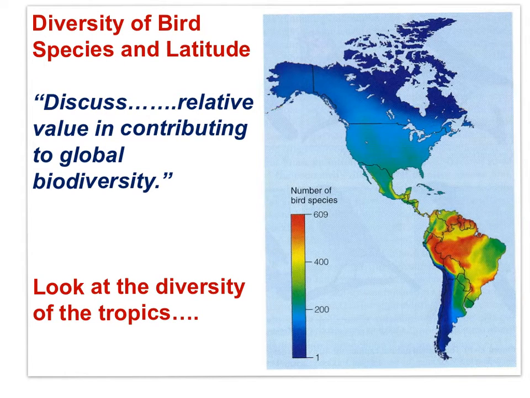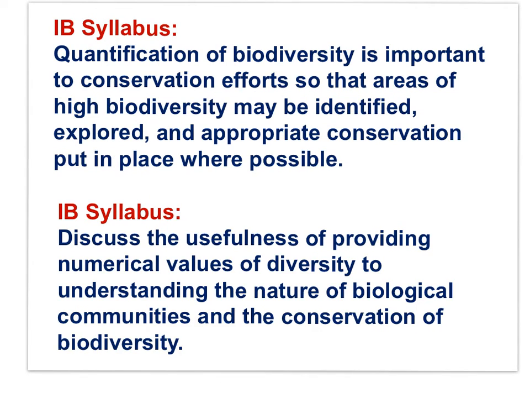Continuing with the discussion about how rainforests have relative value in contributing to global biodiversity, this diagram shows diversity of bird species and latitude. At high latitudes, the diversity is low, but as you proceed to the equator, diversity increases. So this brings us to 2 IB syllabus statements. The first, quantification of biodiversity, is important to conservation efforts so that areas of high biodiversity may be identified, explored, and appropriate conservation put in place where possible.